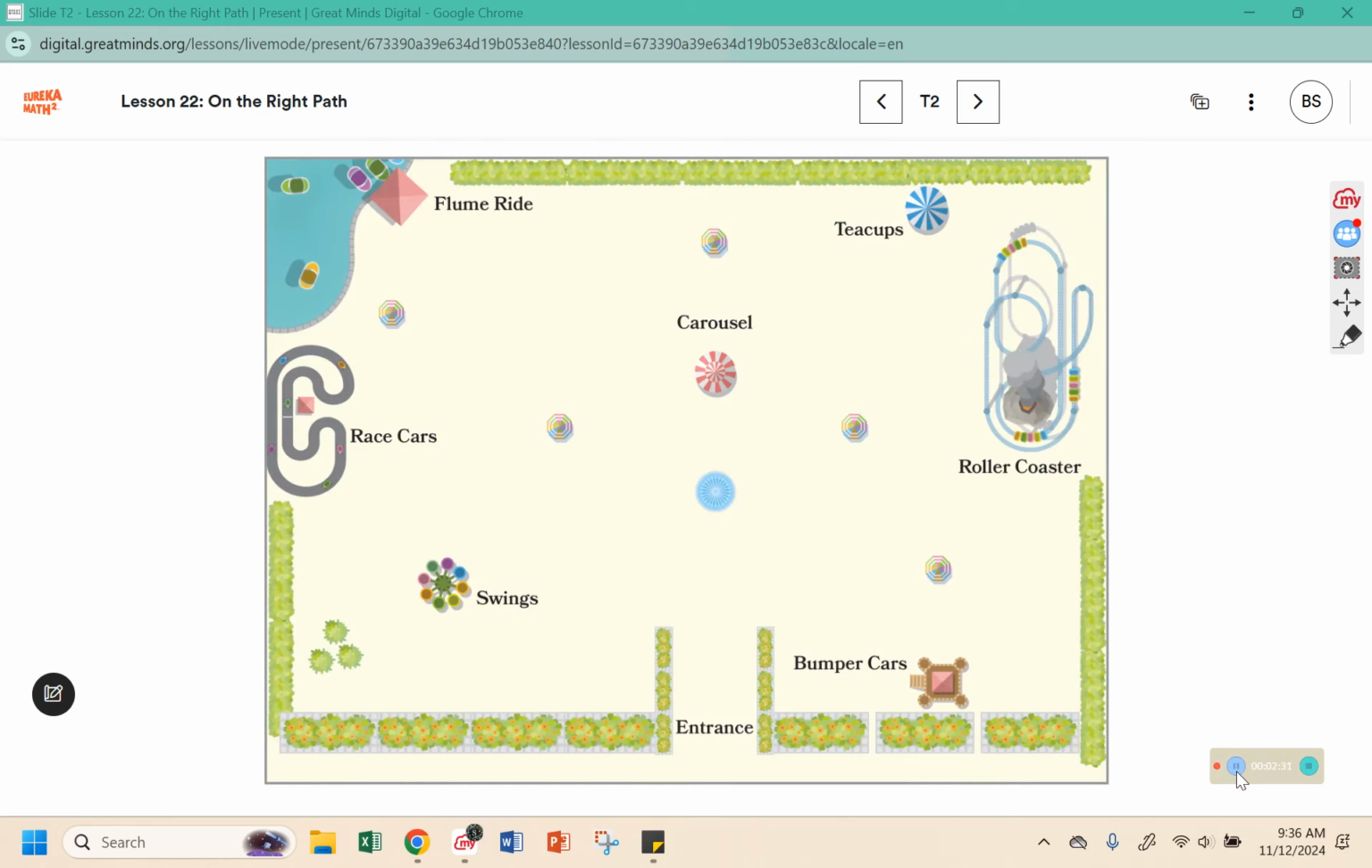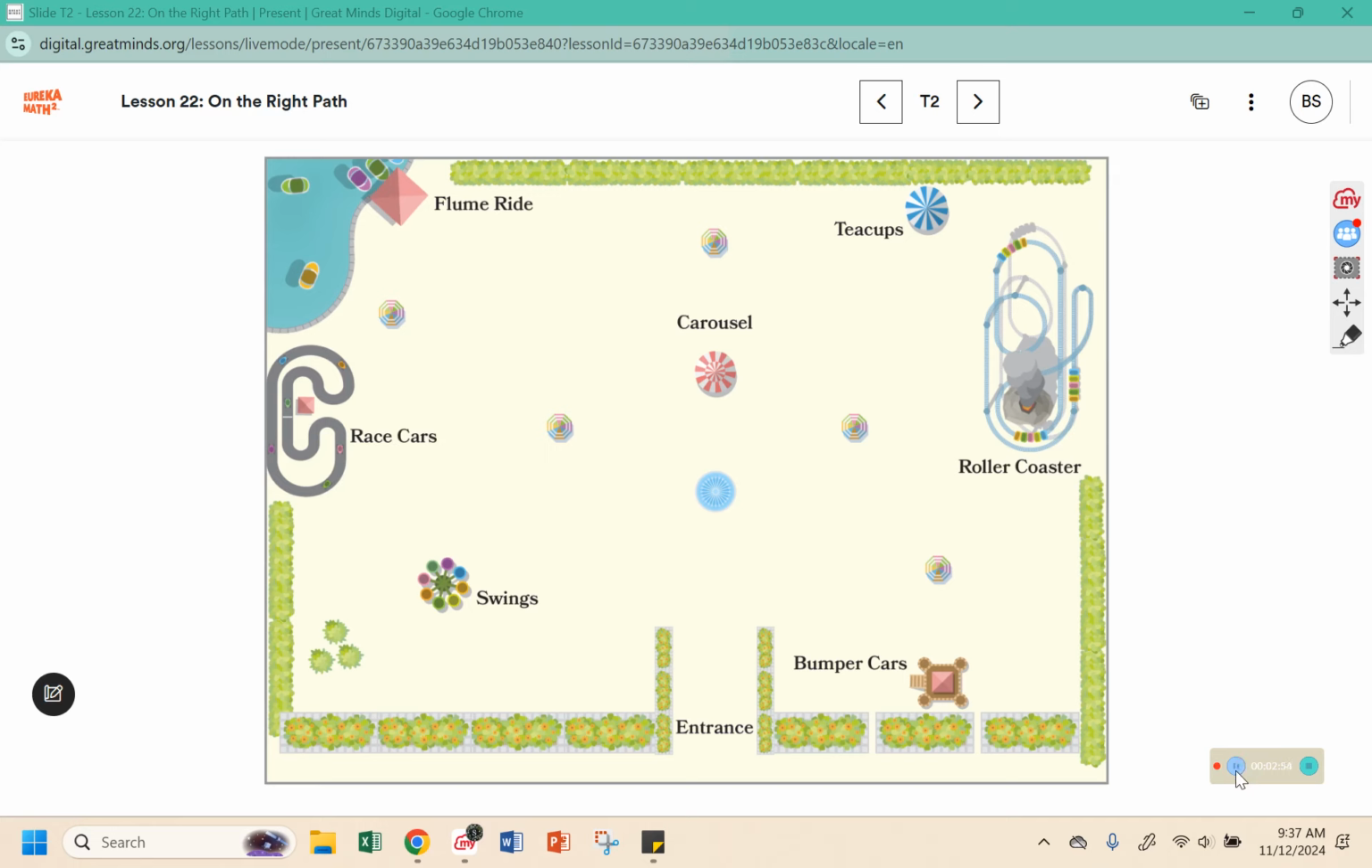Suppose you go to an amusement park for a field trip. This is a map of one section of the park. The amusement park is closing soon, and we want to go on more rides. Which rides can we go on? Can we get to all the rides in the park before it closes? Today we're going to use the Pythagorean theorem to support our answer to questions like these.